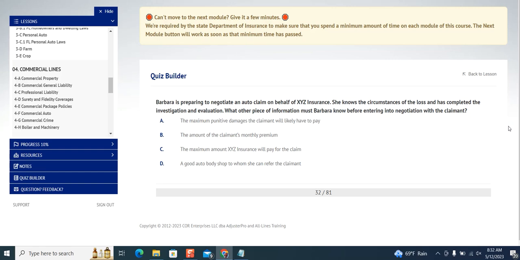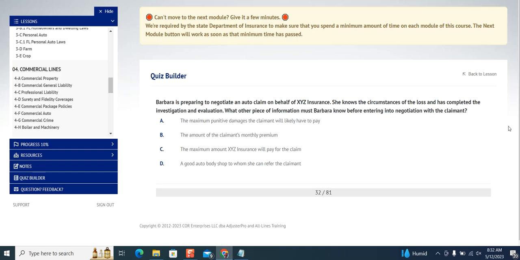Barbara is preparing to negotiate an auto claim on behalf of XYZ Insurance. She knows the circumstances of the loss and has completed the investigation and evaluation. What other piece of information must Barbara know before entering into negotiation with the client?